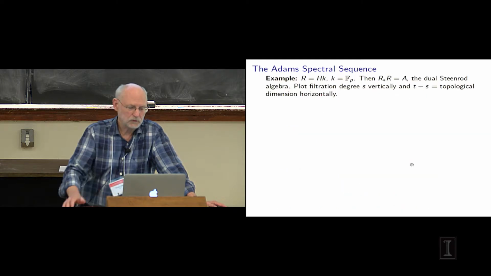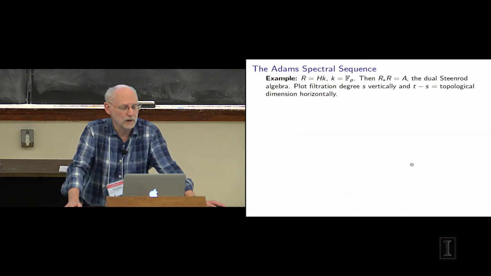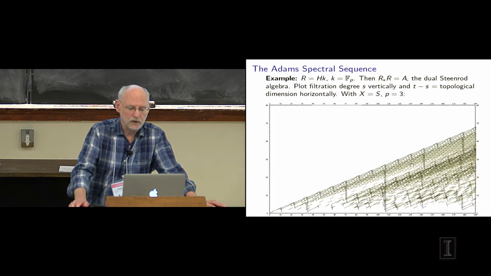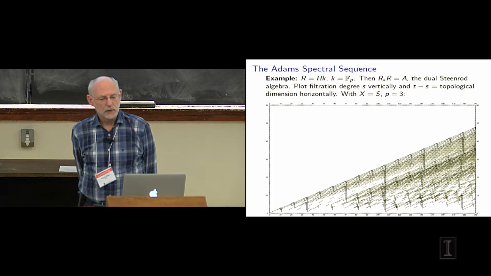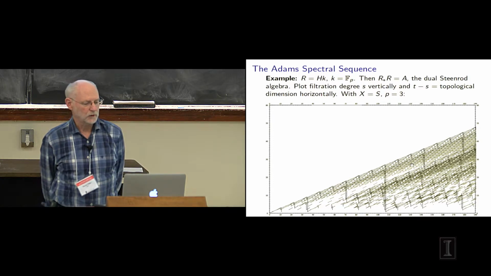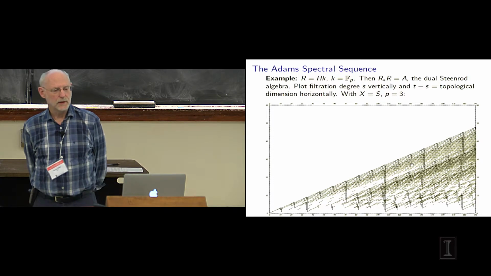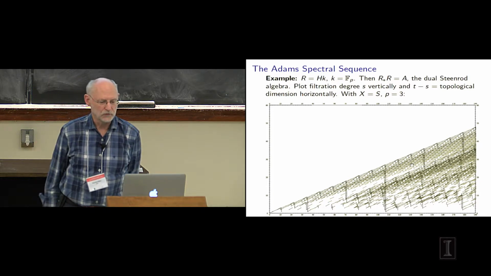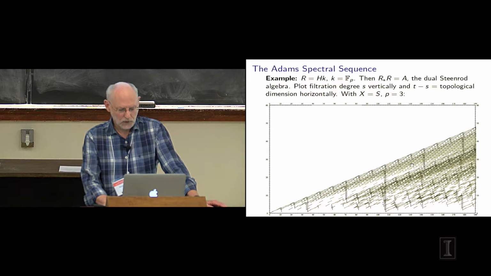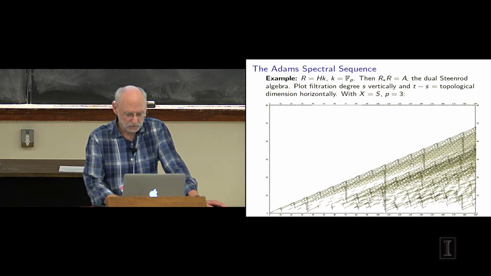One place where it certainly succeeds is if the ring spectrum is an Eilenberg-MacLane spectrum for a field. And then this self-homology is the dual Steenrod algebra, and we get this picture that I just had on the screen. This is plotted in the standard way so that s, the homological dimension, is plotted vertically, and t minus s, or topological dimension, is plotted horizontally.